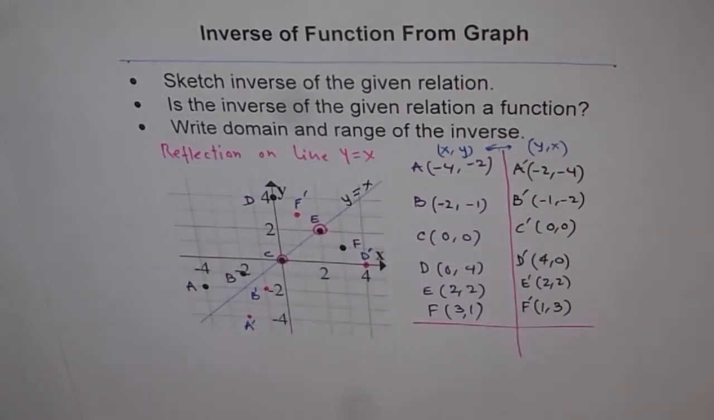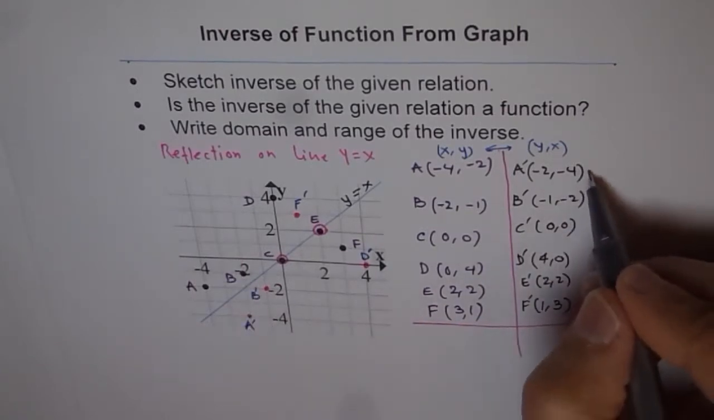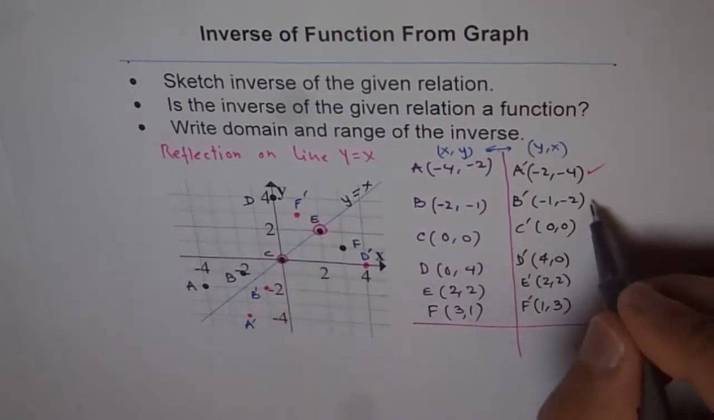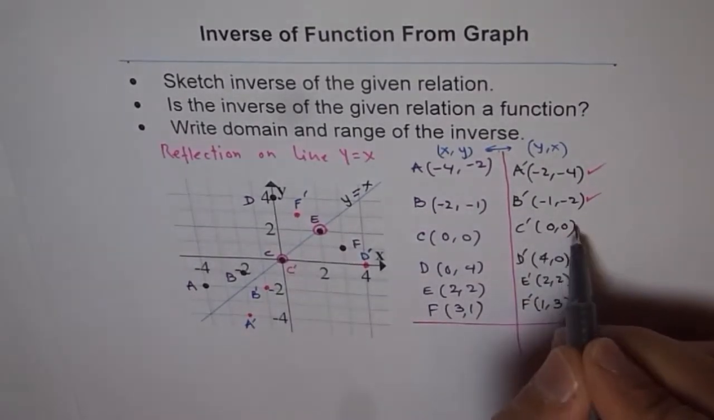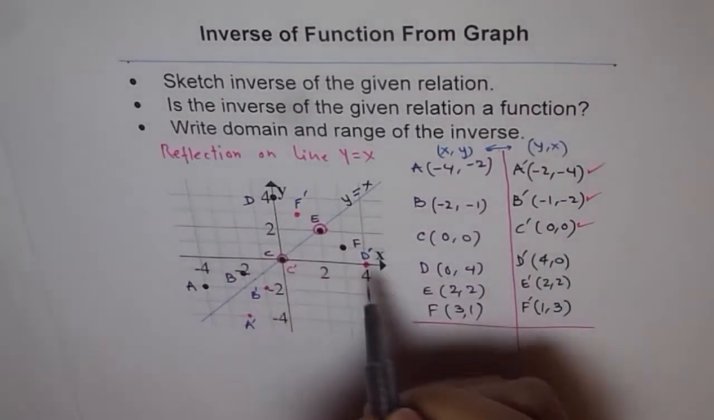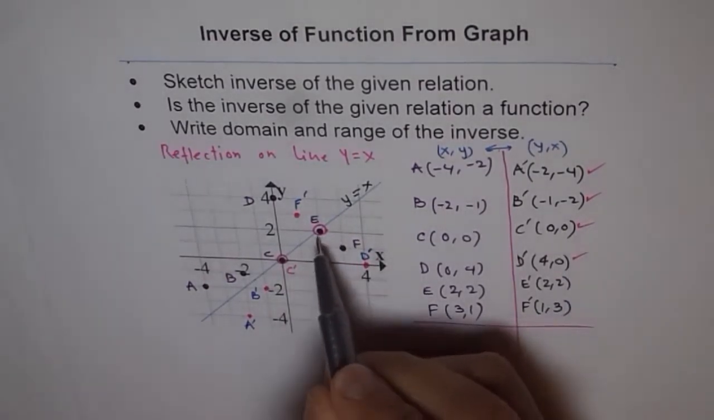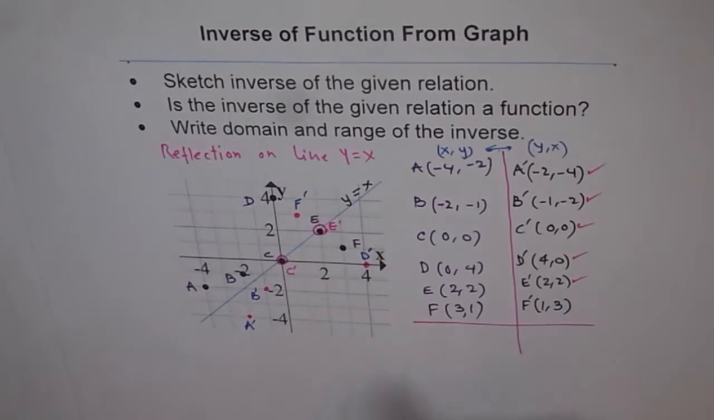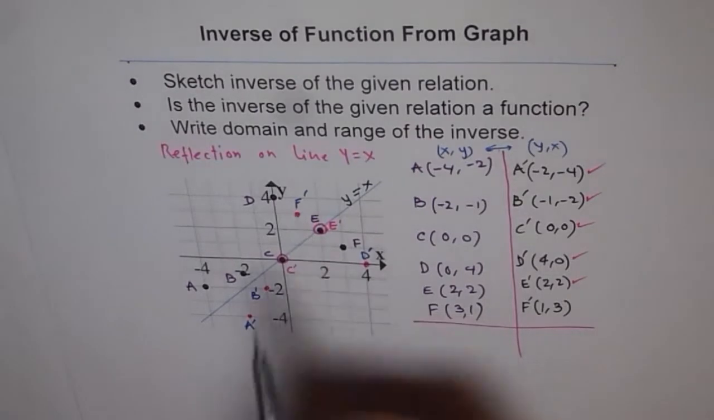Now it is time to check. Did we get the same values from both methods? Let us check. A dash is -2, -4. That's correct. B dash is -1, -2. That's correct. C dash is 0, 0. That's correct. D dash is 4 and 0. Perfect. E is an invariant. E and E dash are the same points. And F dash is 1 and 3.